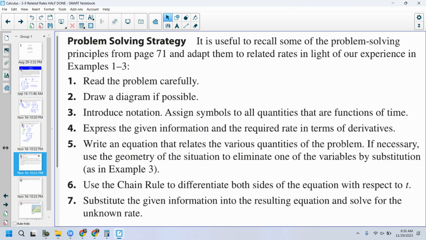Write an equation, and step 5 is really the difficult part. Write an equation that relates the various quantities of the problem together. If necessary, use the geometry of the situation to eliminate one of the variables by substitution. That's like what we did in that similar triangles problem. Sometimes if you can figure out a way to remove a variable so that you don't have to apply the derivative to it, that actually helps you in the long run. Step 6, actually differentiate. Don't forget to use the chain rule, implicit differentiation. And then substitute the given information into the resulting equation and solve.